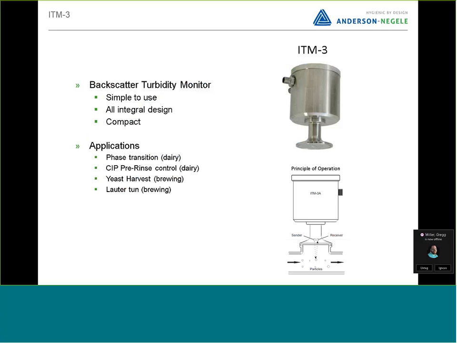So I'm going to start looking backwards. Hopefully you all know what an ITM-3 is. That's currently our backscatter turbidity monitor. We use it for applications in dairy plants for phase transition, for CIP pre-rinse control. We also use it in brewing for yeast harvest and lauter tun control.